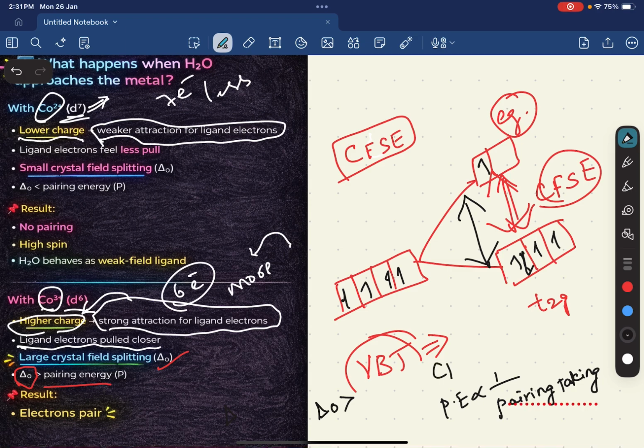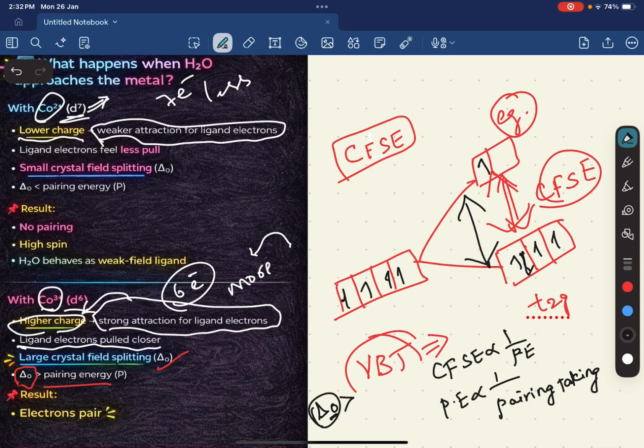And CFSE is inversely proportional to pairing energy. So in simple words, pairing takes place if the gap is more. If gap is less, pairing doesn't take place. That's all. So here CFSE or delta naught, delta naught means CFSE only. It is CFSE for octahedral complex, or delta O means. So what is the result?